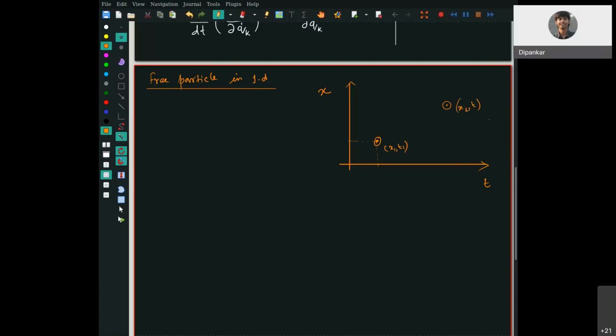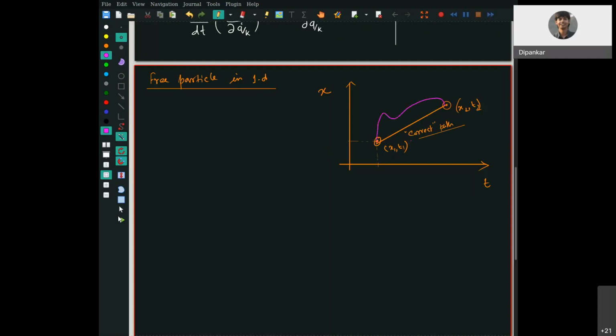Now if you know about Newton's first law, you know that this particle should travel from x1, t1 to x2, t2 in the absence of any force through a straight line. So you draw a straight line, and this is my correct path in the xt space. It will not take anything else. It will not go via this one.